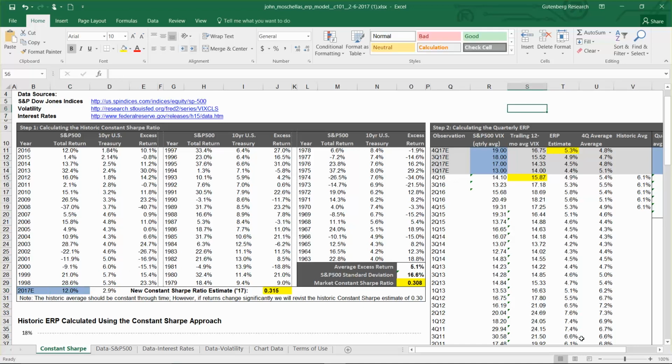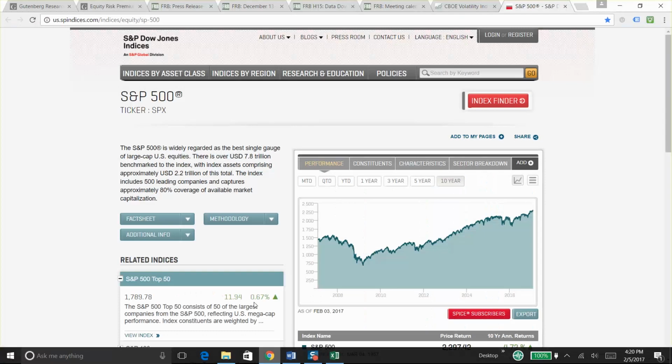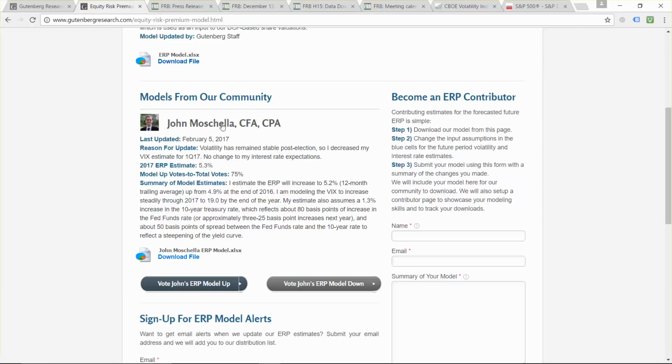And then the final estimate is the interest rate assumptions, which you put here. So there's a little caveat here. So the interest rate assumptions are very important, and it's something that's somewhat difficult to project, but let me show you where my estimates are coming from. So first of all, you can kind of read what I did here.